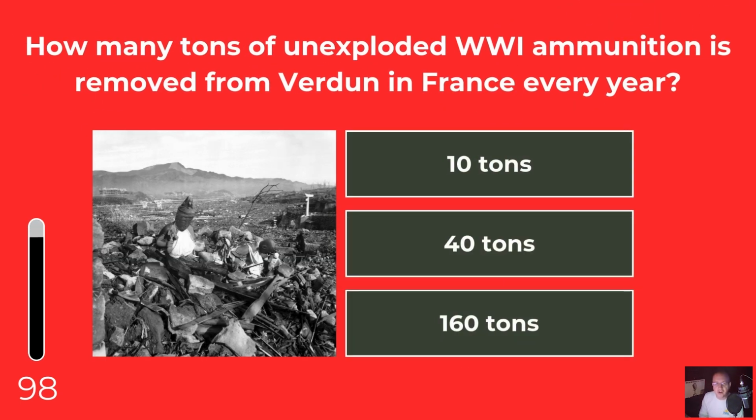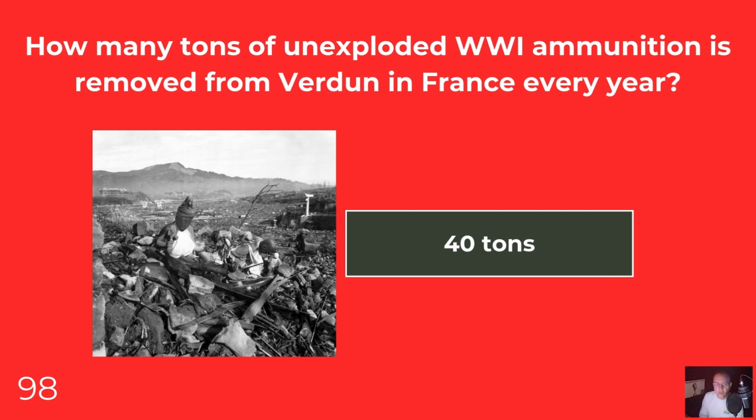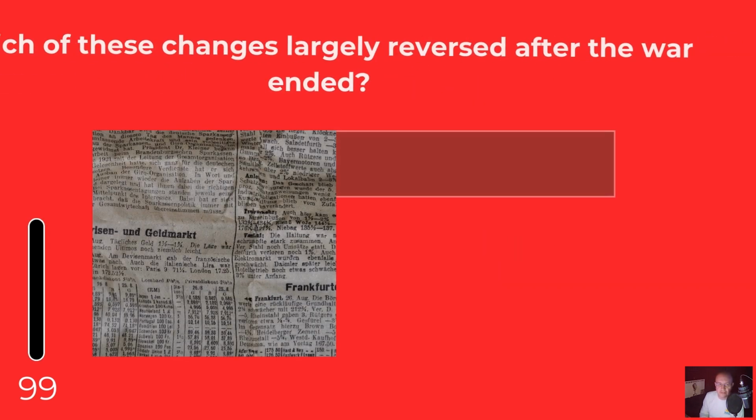How many tons of unexploded World War I ammunition is removed from Verdun in France every year? Is it 10 tons, 40 tons, or 160 tons of World War I ammunition? 40 tons of unexploded ammunition is removed every year.